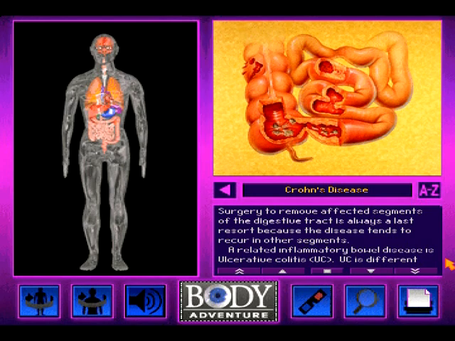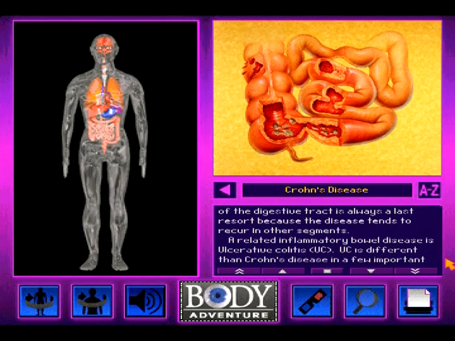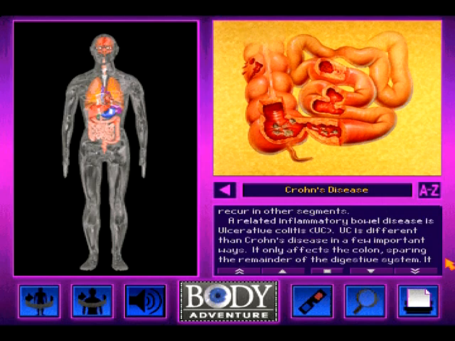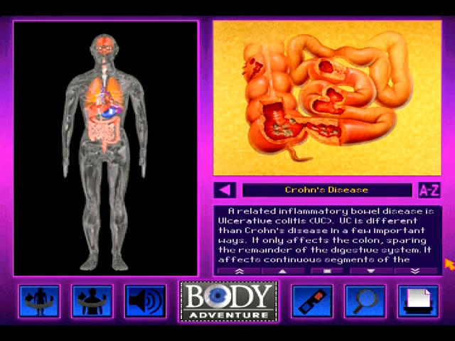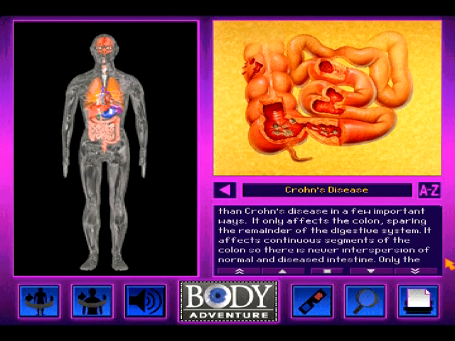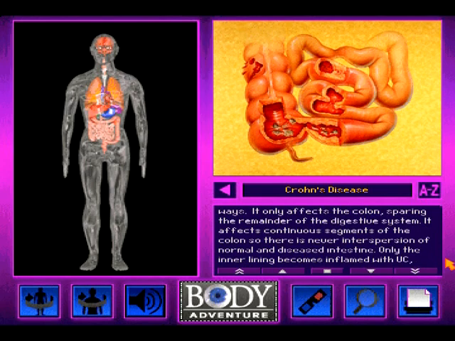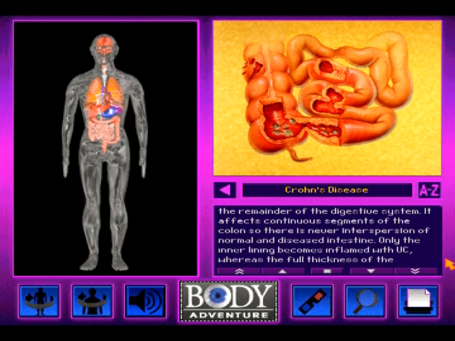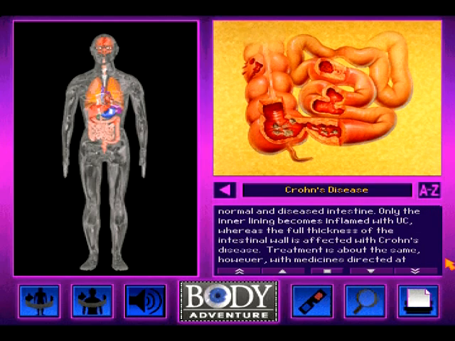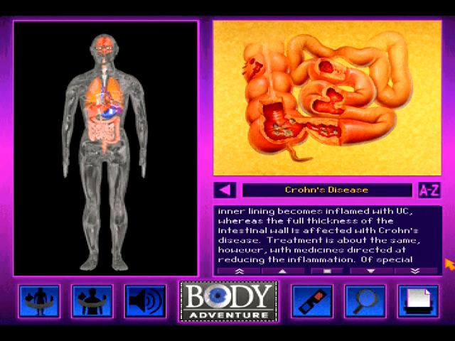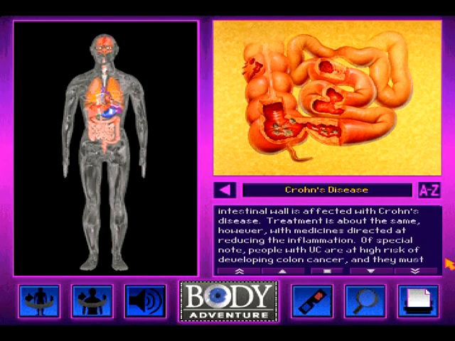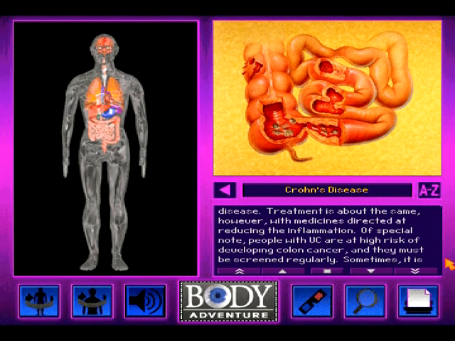A related inflammatory bowel disease is ulcerative colitis, UC. UC is different than Crohn's disease in a few important ways. It only affects the colon, sparing the remainder of the digestive system. It affects continuous segments of the colon, so there is never interspersion of normal and diseased intestine. Only the inner lining becomes inflamed with UC, whereas the full thickness of the intestinal wall is affected with Crohn's disease. Treatment is about the same, however, with medicines directed at reducing the inflammation.